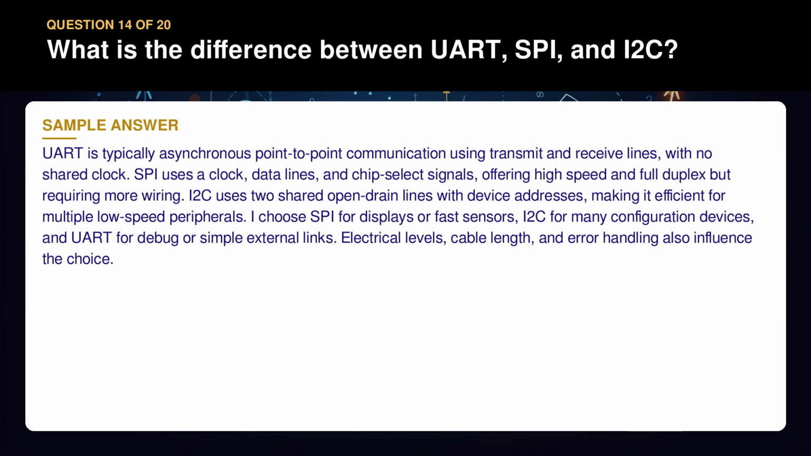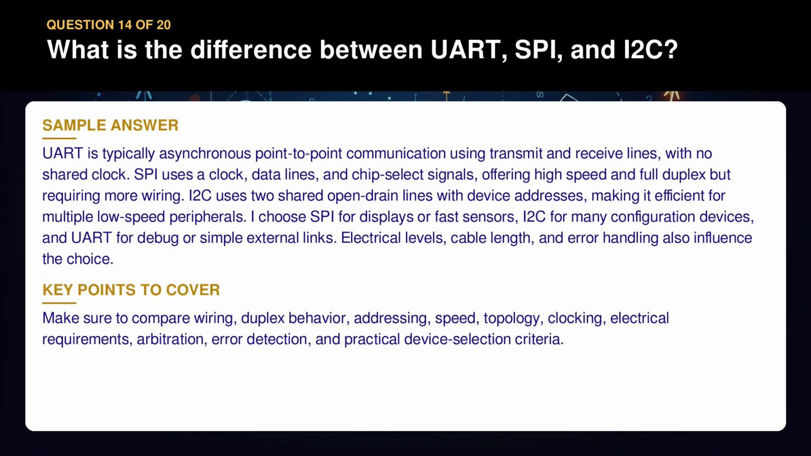I choose SPI for displays or fast sensors, I2C for many configuration devices, and UART for debug or simple external links. Electrical levels, cable length, and error handling also influence the choice. Make sure to compare wiring, duplex behavior, addressing, speed, topology, clocking, electrical requirements, arbitration, error detection, and practical device selection criteria.